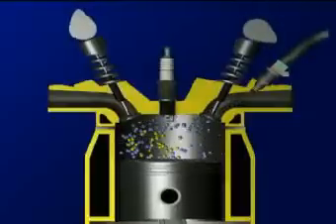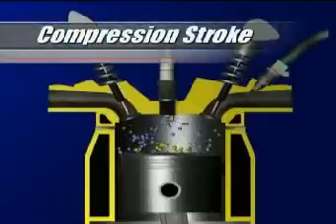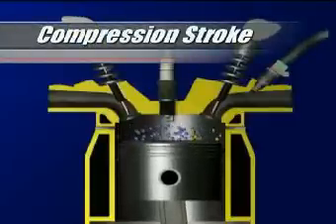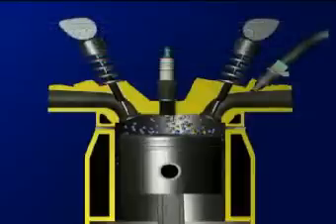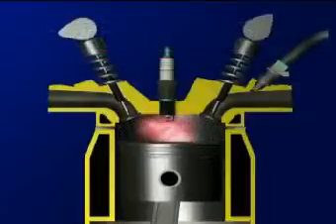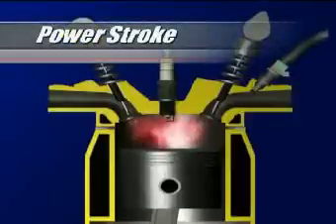During this time, both valves are closed. This is known as the compression stroke. At the appropriate time, a spark is produced to ignite the mixture. As the mixture burns, it exerts a tremendous amount of energy on top of the piston, causing it to move downward. This begins the power stroke.